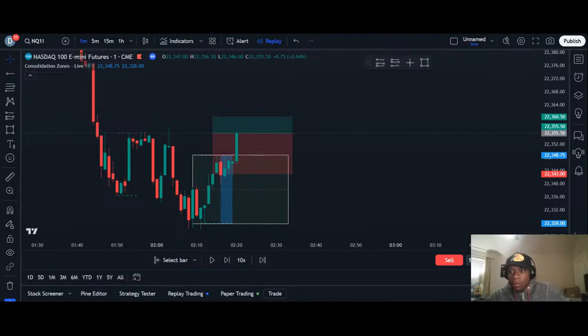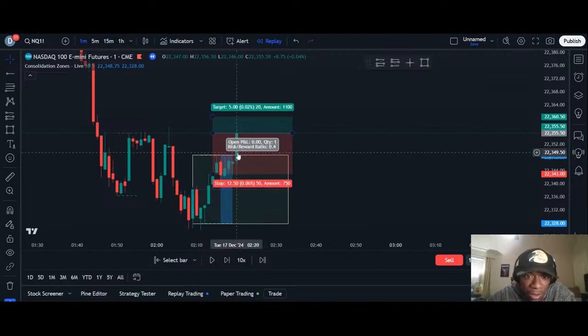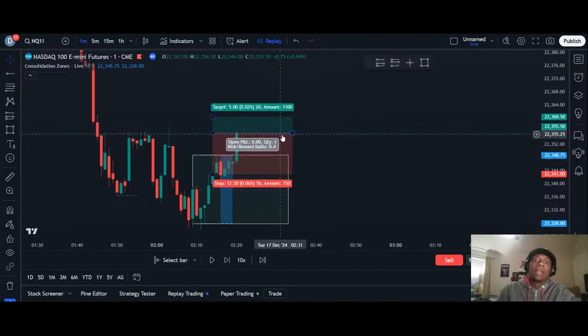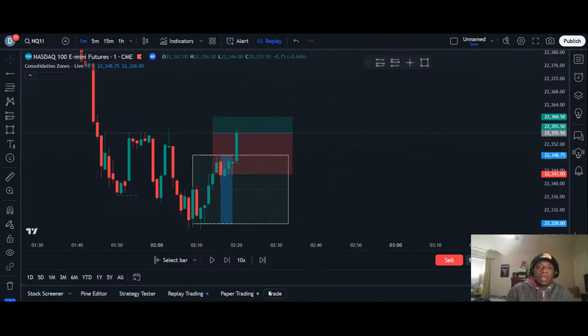Appreciate you, B4 hitter. But is this the first trade of the day? I low-key lost my train of thought. I think this is first. Yeah, this is first trade. This is Tuesday, first trade of Tuesday. 20 tick TP1. Let's see if it hits.